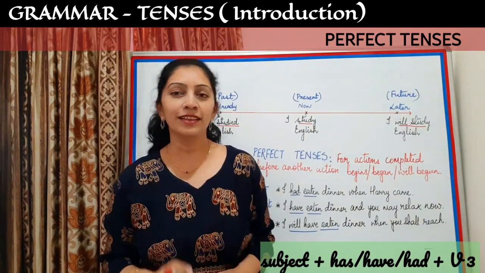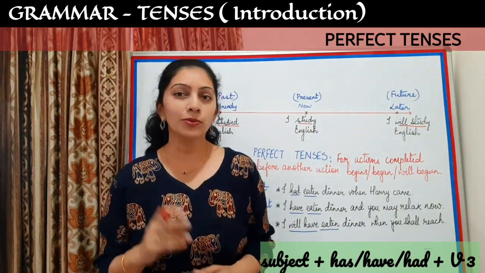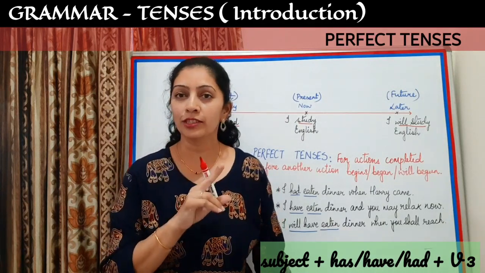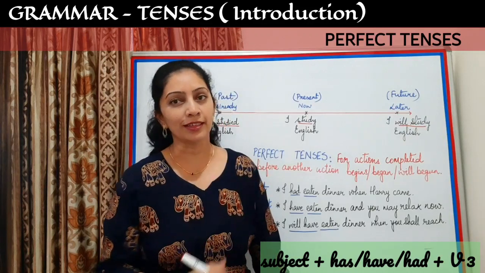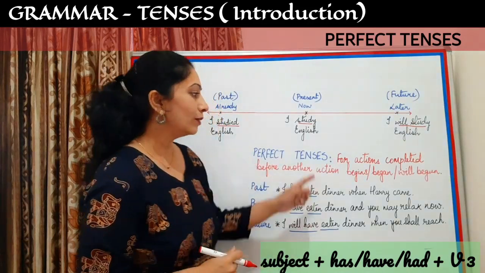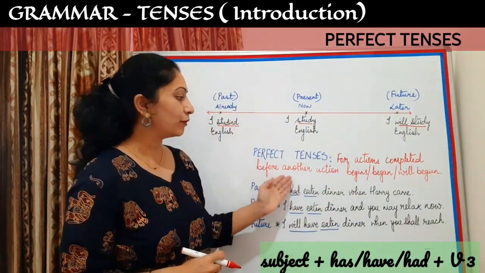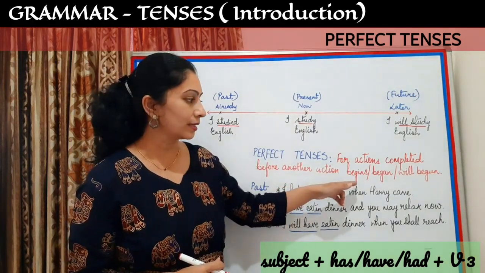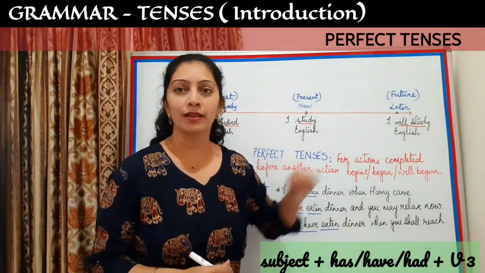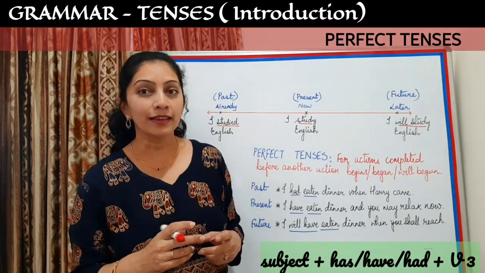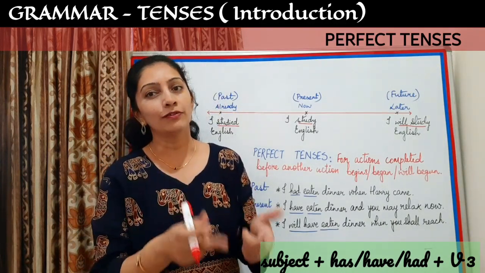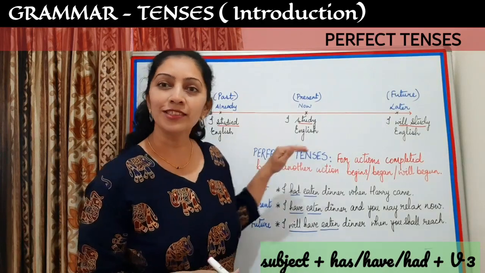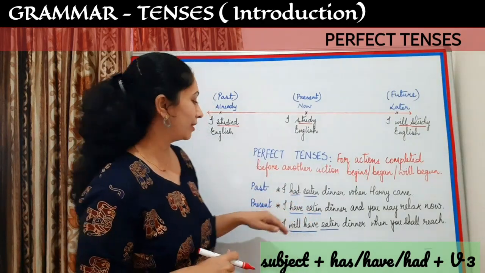Now let's understand perfect tenses. So whenever there is a reference of two actions happening one after the other, we use perfect tenses there. Now these could be actions completed before another action begins, began, or will begin, which means that I can talk about past tense or present tense or future tense. Let's read the examples and you will understand better.